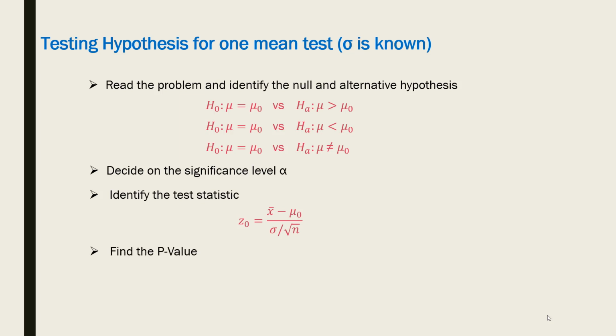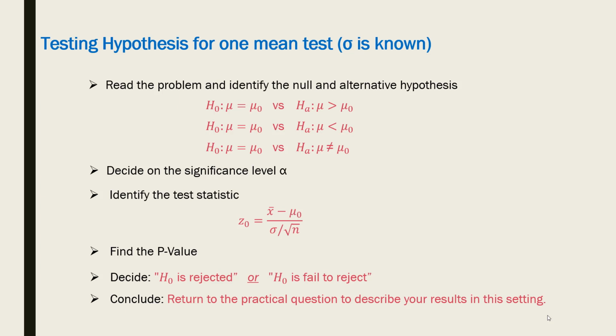Then we need to find the p-value. I will explain in a few minutes how to find the p-value. Once we find the p-value, we can decide whether H0 is rejected or we fail to reject H0. How do we decide this? I will explain that too. Then give your conclusion. Return to the practical question to describe your results in this setting. In the conclusion, you have to go back to the application and explain according to the application.